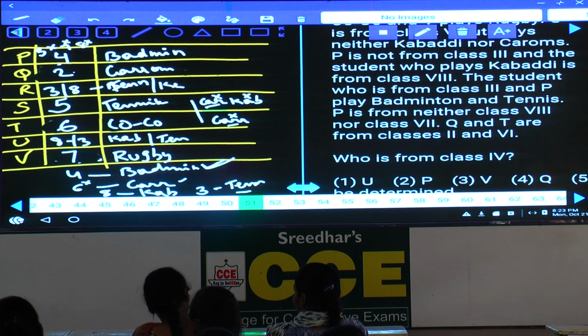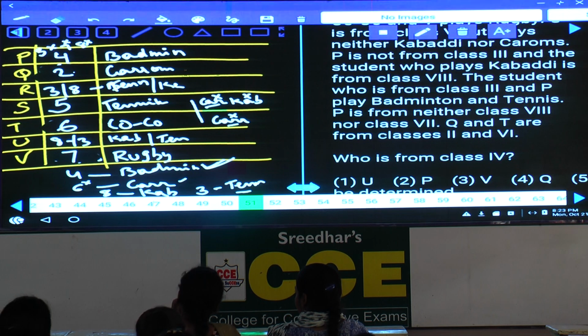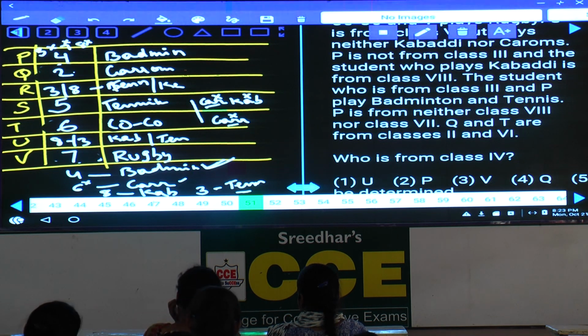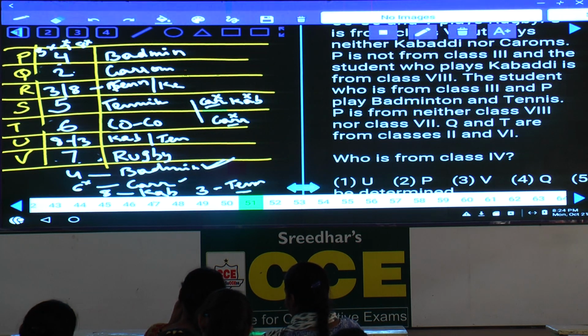The student who is from class 4 plays badminton, and the person who plays caroms is neither T nor from class 6. Next one: either Q or T plays Kho-Kho. Who plays Kho-Kho? Either Q or T plays Kho-Kho, and V plays rugby. S is from class 5, but plays neither kabaddi nor caroms. Next one: P is not from class 3, and the student who plays kabaddi is from class 8.